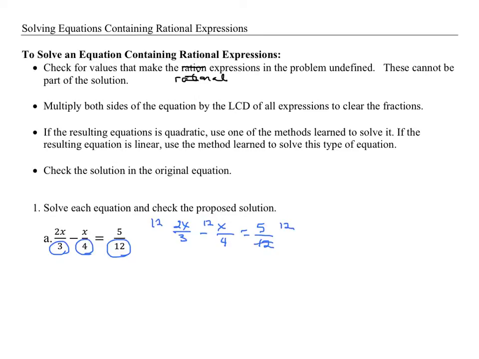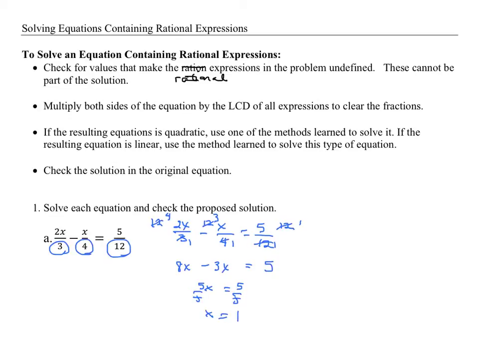12 goes into 12 once, so those will divide out and we're left with 5. 4 goes into 4 once, 4 goes into 12 3 times, so I end up with a negative 3x. And then 3 goes into 3 once, 3 goes into 12 4 times. 4 times 2x is 8x. 8x take away 3x is 5x. Divide by 5. x is equal to 1.